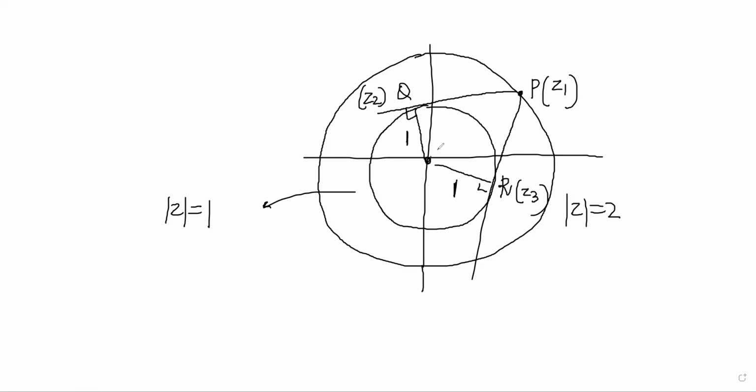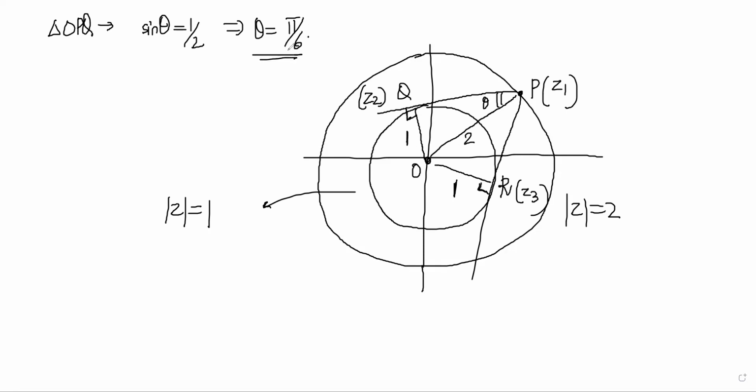And we know that the distance OP is obviously 2, because OP is the radius of the bigger circle, and OQ and OR are the radius of the smaller circle. And we know these are 90 degrees. So by basic trigonometry in triangle OPQ, sine theta is perpendicular by hypotenuse, which is equal to 1 over 2, which implies theta is equal to pi by 6. And if theta is pi by 6, we can easily say that this theta is also pi by 6.